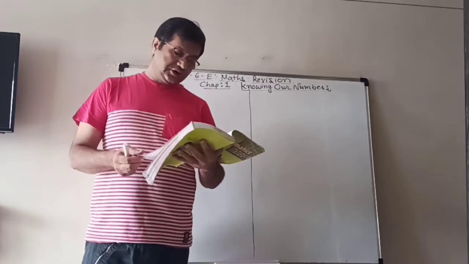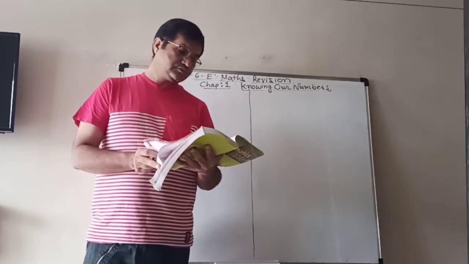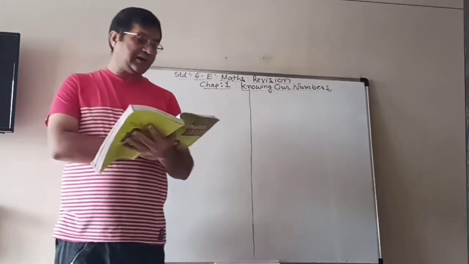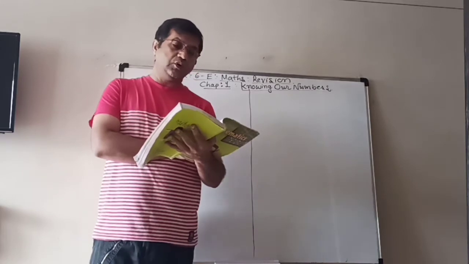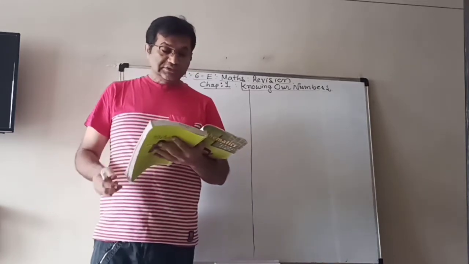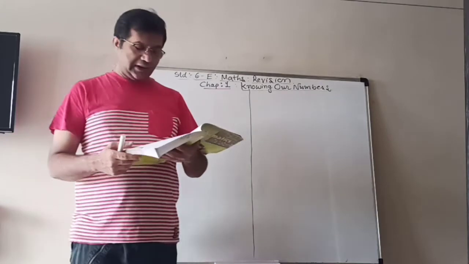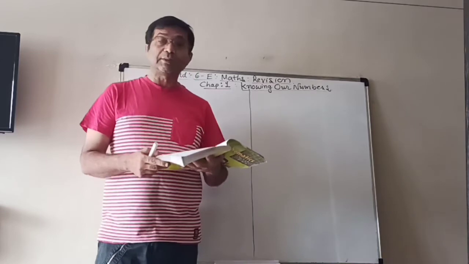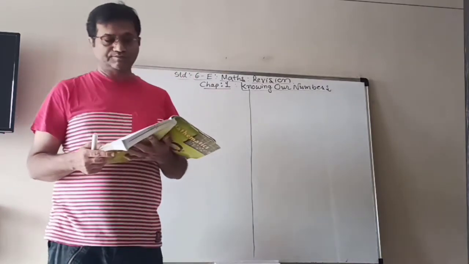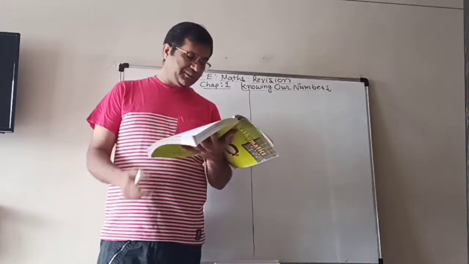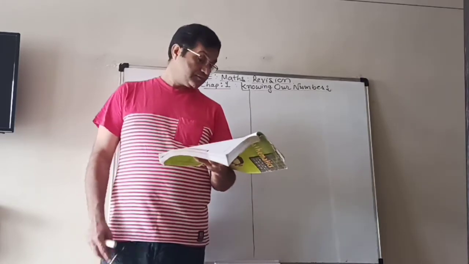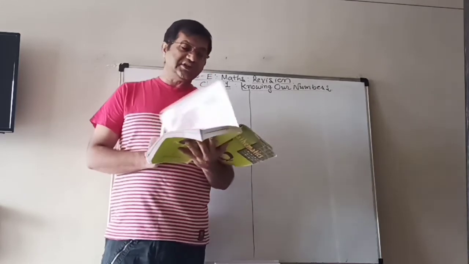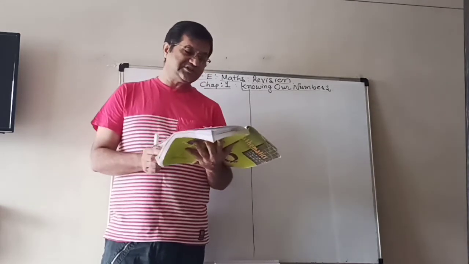like introducing the 10,000, lakh, 10 lakhs, and more. Then we also learn how to write them down using the placement box according to their place and place value. Then we can arrange them in the ascending order, descending order.